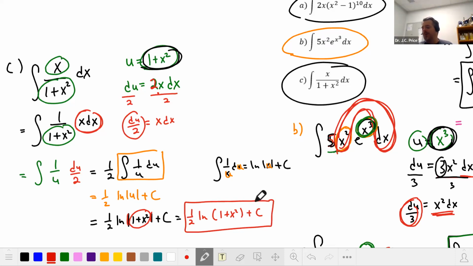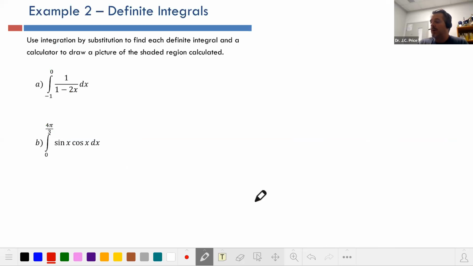So these are all good little problems involving integration by substitution. So these are indefinite integrals. So what we're getting back here are actually anti-derivatives. The next question we want to look at is what happens when we work with definite integrals. And so here we want to use integration by substitution to find each definite integral, and then we'll use a calculator to draw a picture of the shaded region calculated. This way, what I think is important is that you see that the number you get actually represents something, and so you can draw a picture to see that representation.